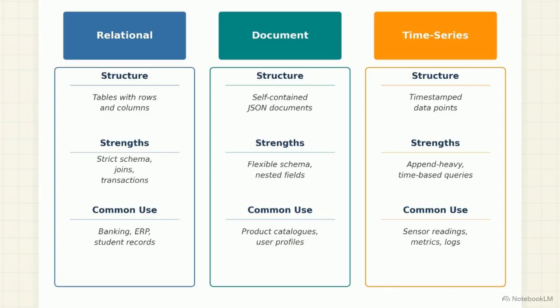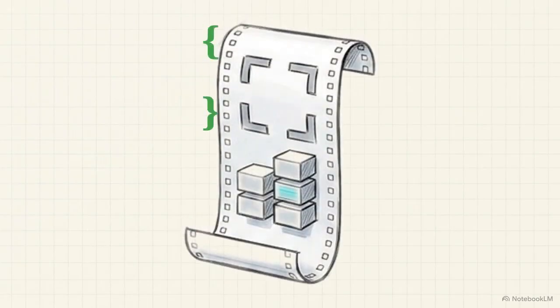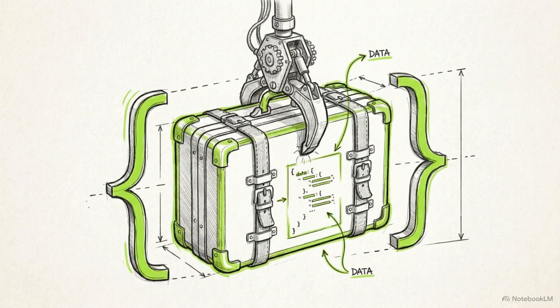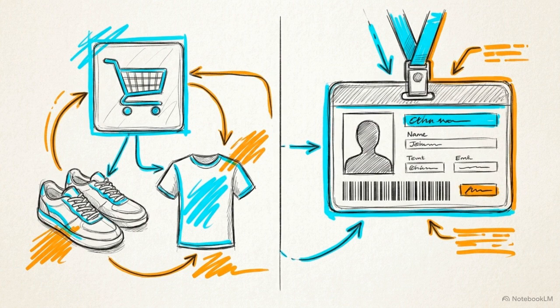Moving to the document column, we find a much more flexible structure. Picture a thick physical file folder. Each record is a self-contained JSON document that can hold nested fields and lists. Because everything required is already packed into that single document, retrieving it requires no complex joins. This is exactly what you need for product catalogs or user profiles.